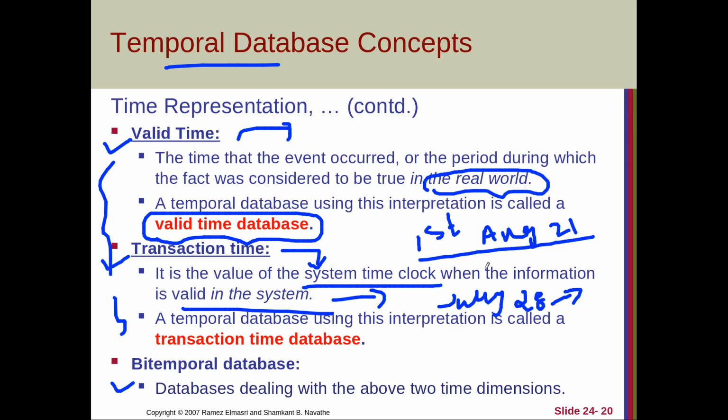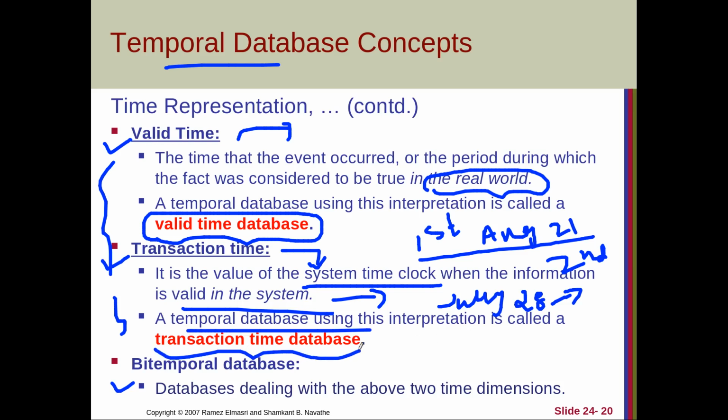It may also happen after 1st August. So one employee joined the institute on 1st August 2021, but it was entered into the system on 2nd August. Now this 2nd August can be called the transaction time, when the information was entered into the computer system. So the time at which the data was inserted into the computer database is called transaction time. A temporal database that uses this interpretation is called a transaction time database.